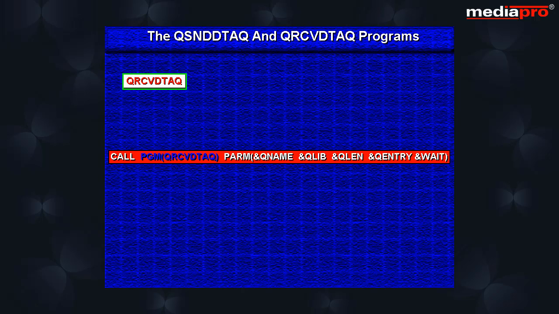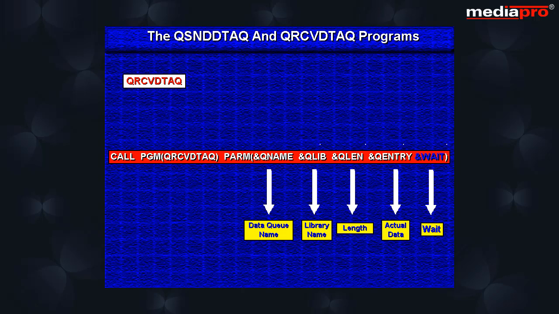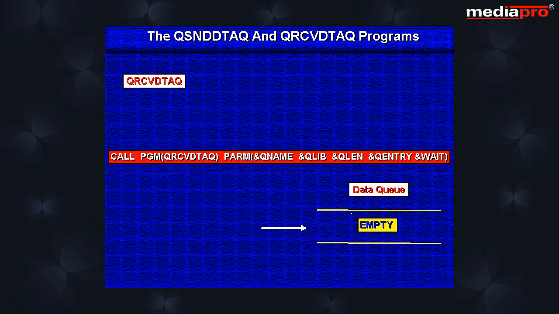The QRCVDTAQ program is used to read entries from a data queue. This program requires 5 parameters: the name of the data queue, the library that contains the data queue, the length of the data, the actual data that is to be put on the queue, and a wait parameter. On the wait parameter, we can specify how long the program should wait for an entry to arrive on the data queue in case the queue is empty.